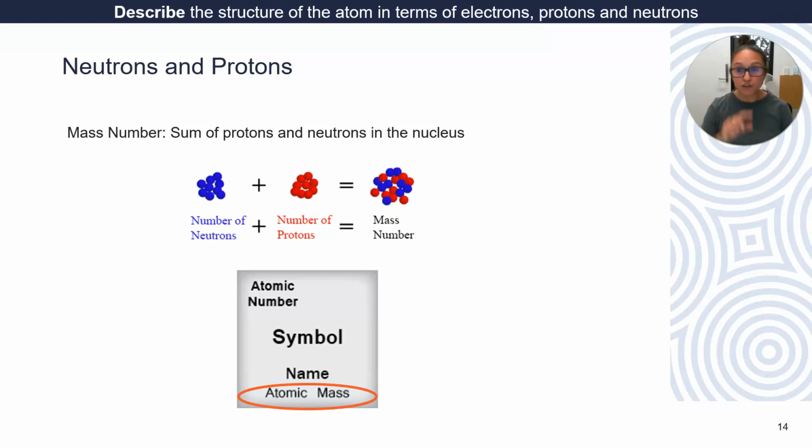Okay, so let's have a look at the final bit of information with regards to the periodic table. The number of protons gives you the atomic number. But what is this weird thing down here? Well, atomic mass is the number of neutrons plus the number of protons. And that gives you the atomic mass.